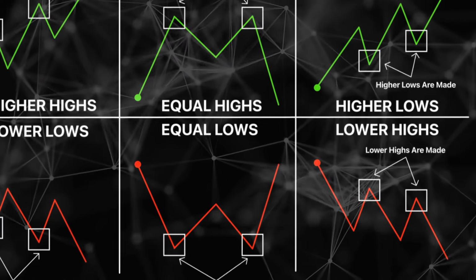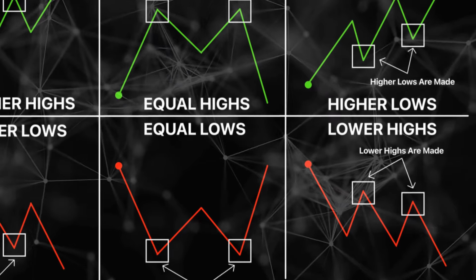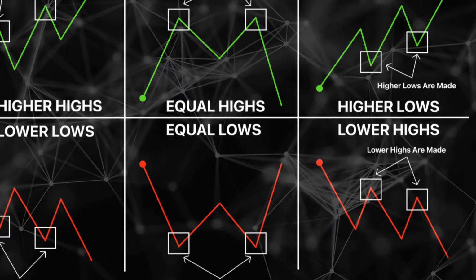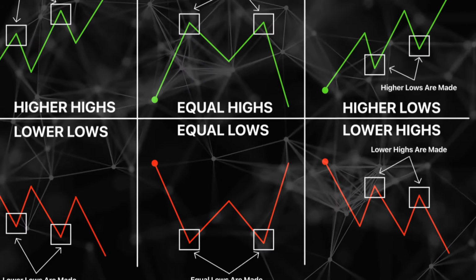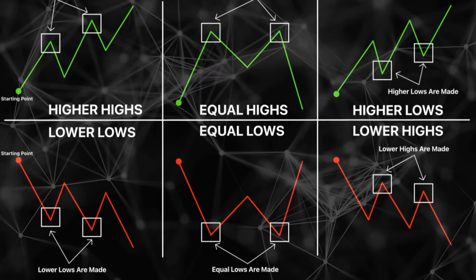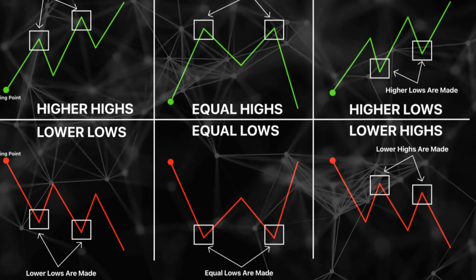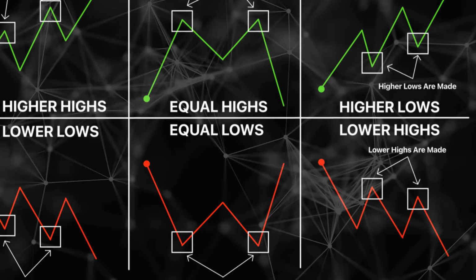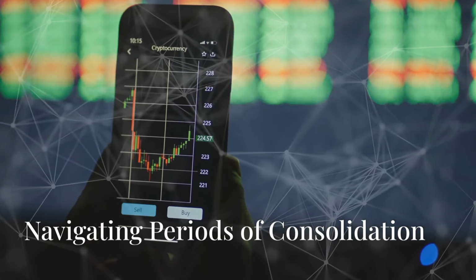In contrast, a downtrend, also known as a bear market, is marked by a persistent downward trajectory in price. Lower highs occur when the price peaks but does not reach the previous high. Lower lows happen when the price drops to a new low that is lower than the previous low, indicating that sellers are in command.